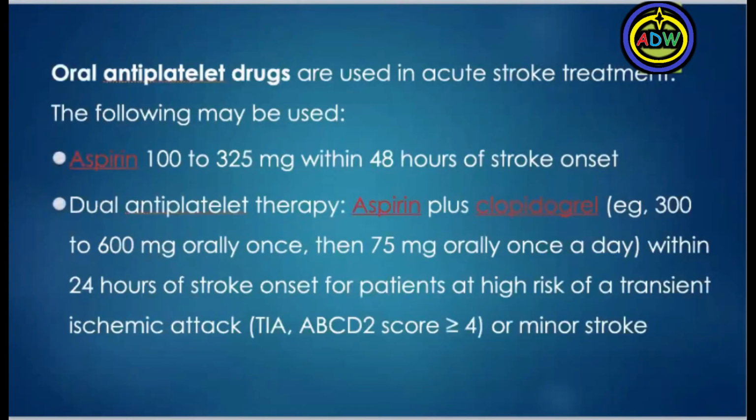Oral antiplatelet drugs. What drugs can we give? Oral antiplatelet drugs are used in acute ischemic stroke treatment. Aspirin from 100 to 325 mg within 48 hours of stroke onset.